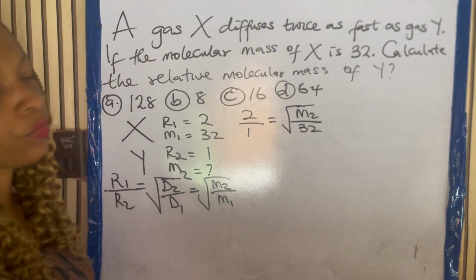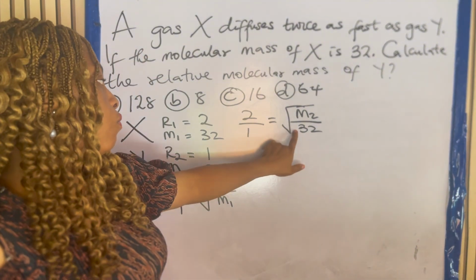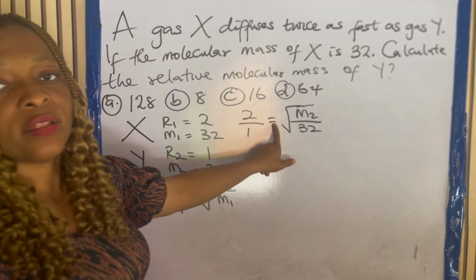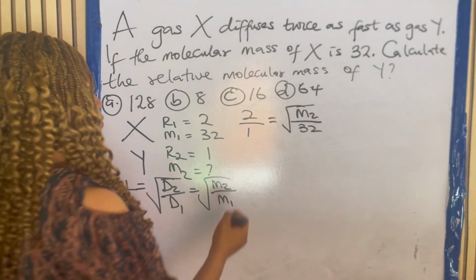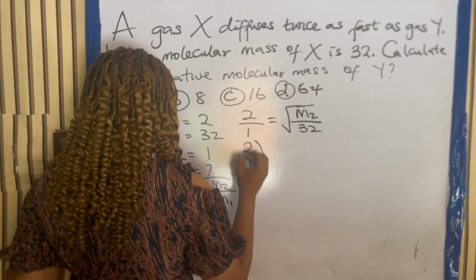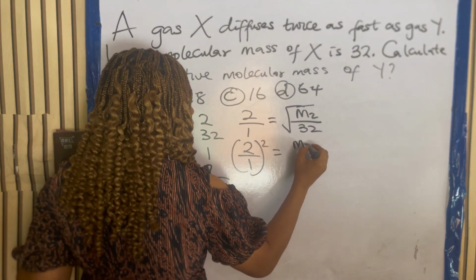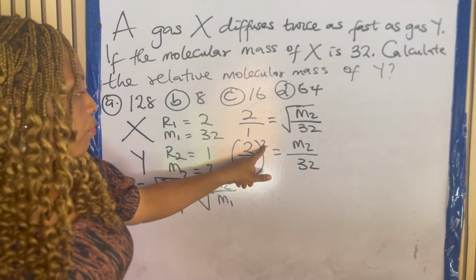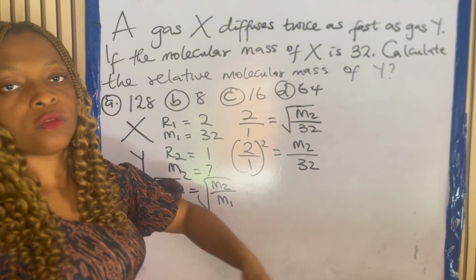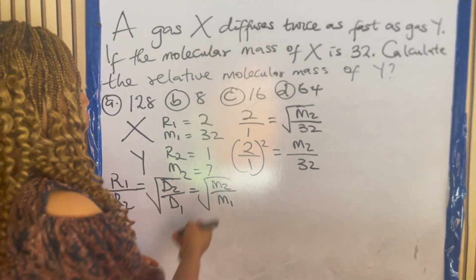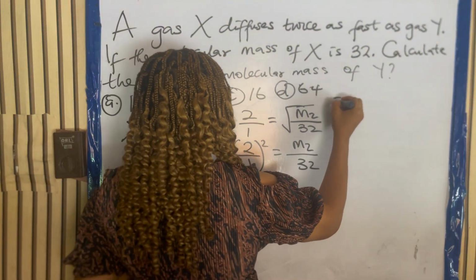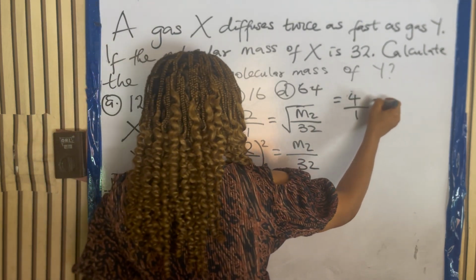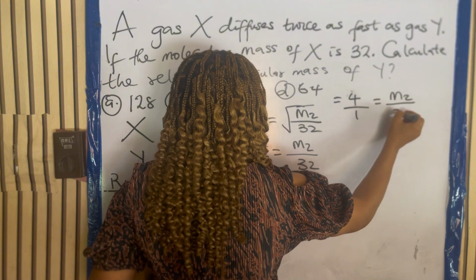So what do we do? In order to solve this, the square root here is going to cross the sign of equality. And when the square root crosses the sign of equality, it will become what? Squared. So this will be (2 over 1) all squared equals M2 over 32. If this square crosses the sign of equality, it becomes what? Square root. Okay. So 2 raised to power 2 will give us what? 2 raised to power 2 is 4. 1 raised to power 2 is 1 over M2 over 32.